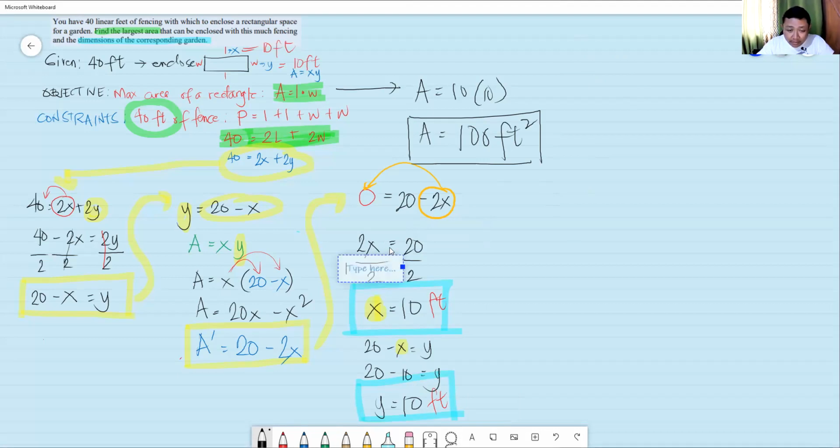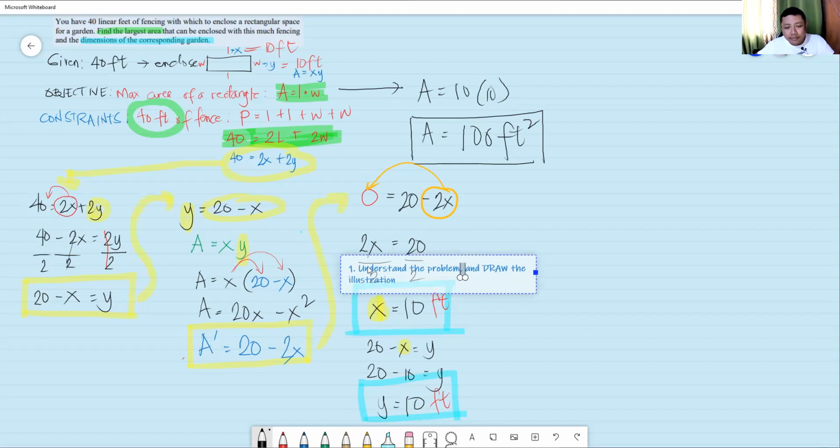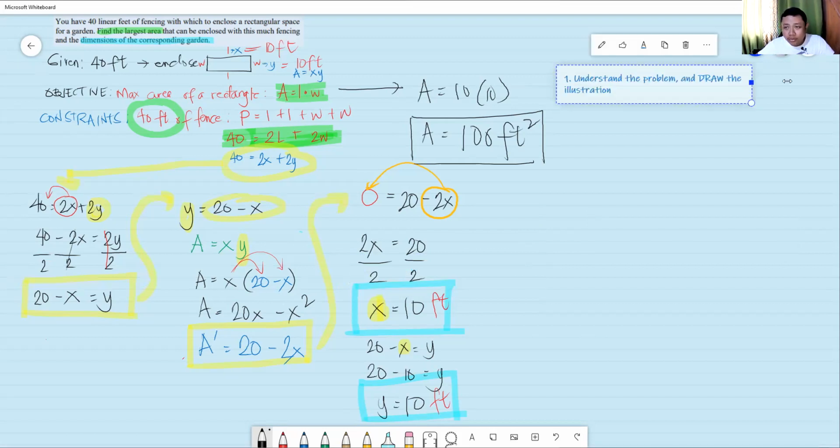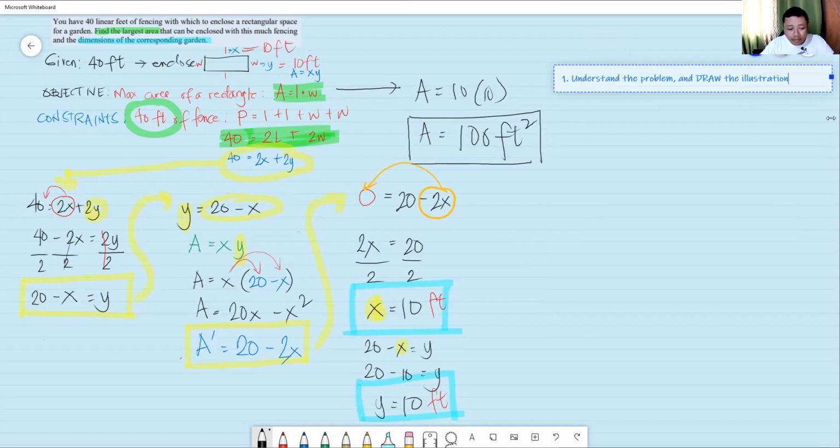Okay. Of course, remember, number one, you have to understand the problem naman, and draw the illustration. Take note of that. Kailangan kasi talaga iniintindi yung problem at dinodrawing yung illustration. Okay? That's the first step. Of course. Second, identify the constraints.